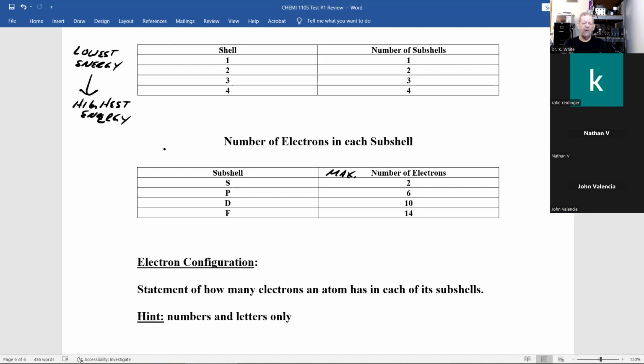Now, you always designate a subshell by a number and a letter. The first subshell is 1s. Once again, for this table, for those subshells, S is the lowest energy subshell, and F is the highest energy subshell.